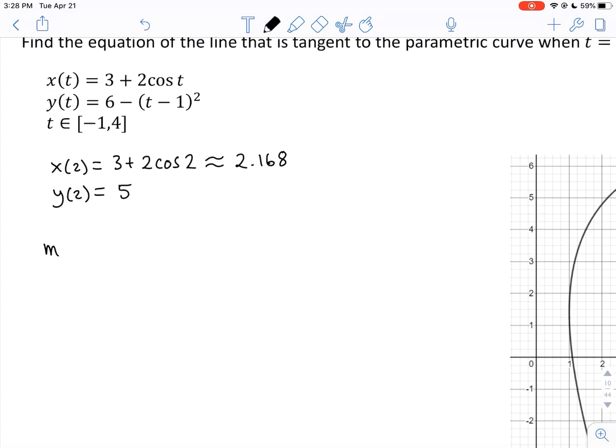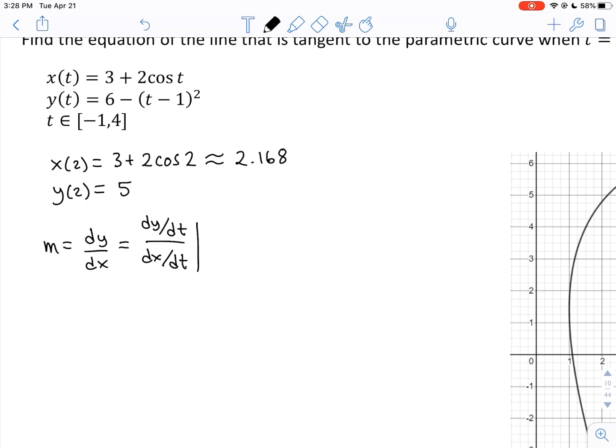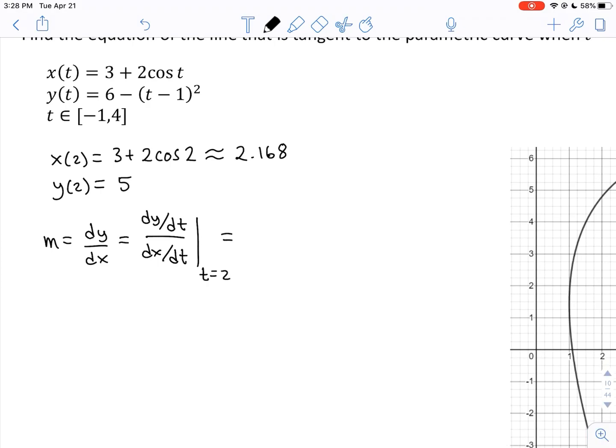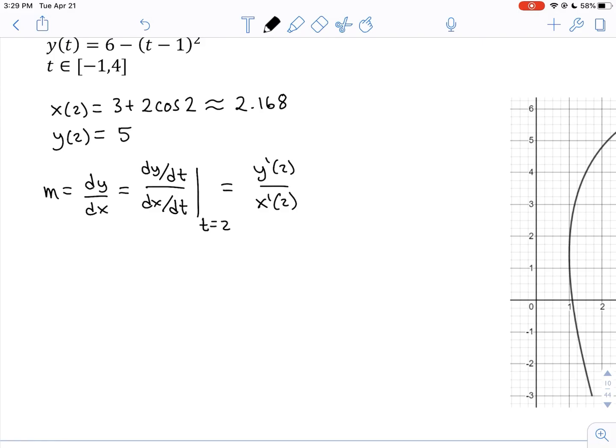The slope of the tangent line will be found by doing the first derivative, which is dy/dx, change in y over change in x. And when you're working with parametric equations, you can do the derivative of y with respect to t over the derivative of x with respect to t, and then plug in t equals whatever time you're interested in, time 2 in this case. Another way you could write this notationally is saying y prime of 2 and divide that by x prime of 2. In order to find that, we're going to have to find some derivatives first.